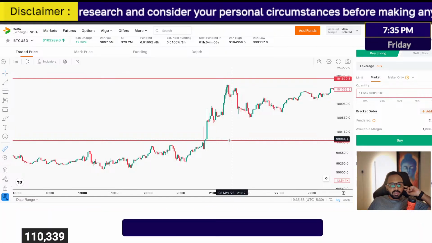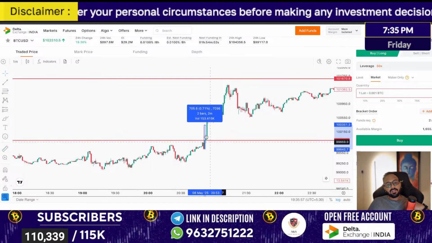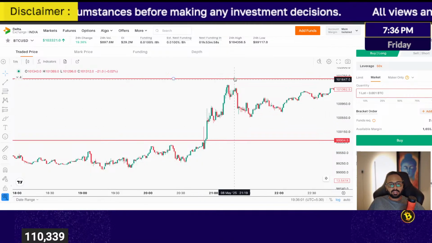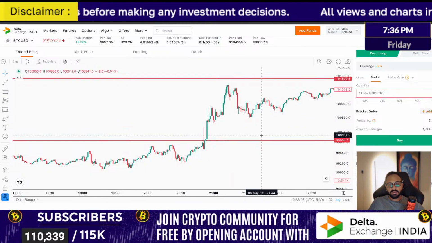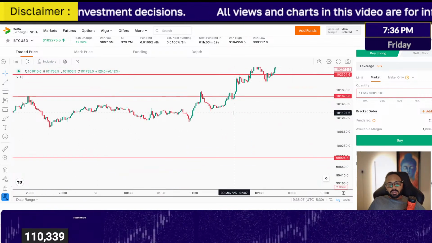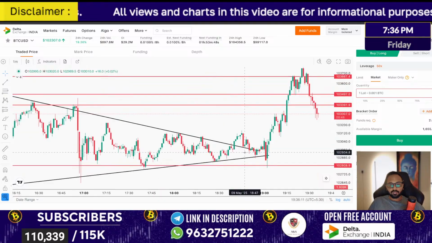It's not a very small wick. If you see, this one candle alone is 700 points. Correction happened and only then did it subside. This is where we entered, I believe. So the market is like that.